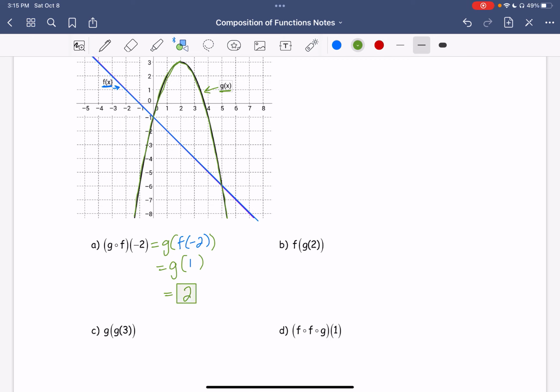Okay, let's try another one. F of g of 2. So you start with the inside. So you're going to do g of 2 first. So you go to where x equals 2. And then you go up to the green, which is the g graph. And the y value there is 3. So you're going to rewrite this as f of 3. And then you're going to find f of 3. So you're going to go to x equals 3. But notice that now the letter in front is f. So you're going to go down to the f graph. And the y value there is -4. And that's the final answer.